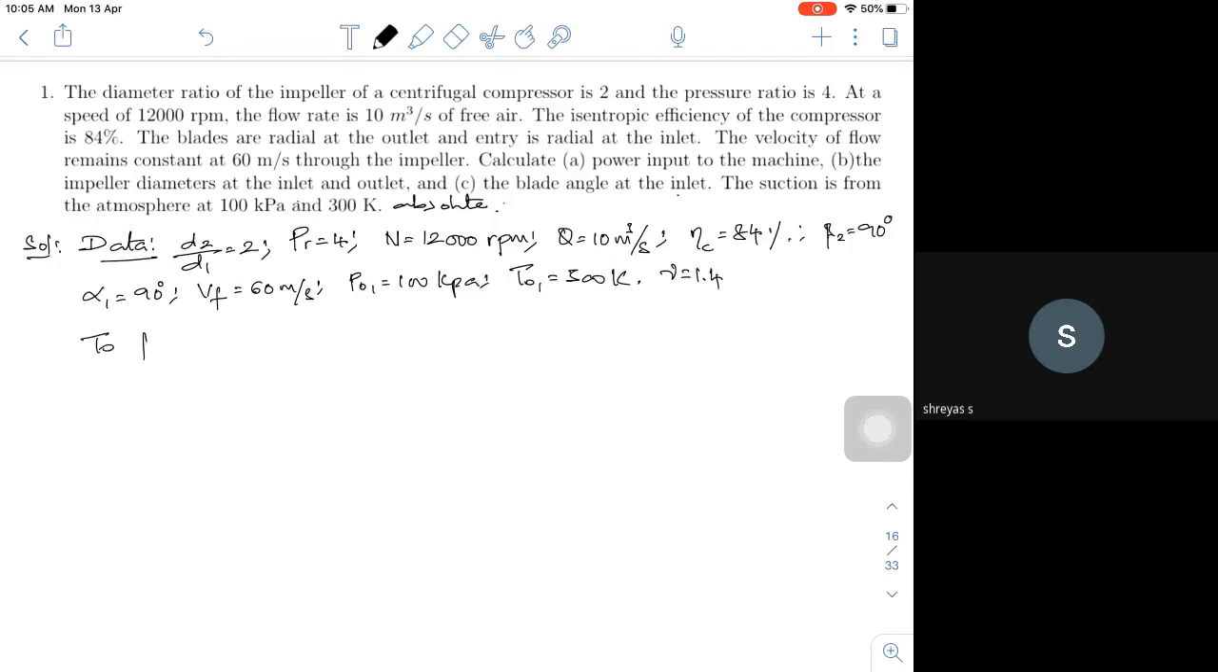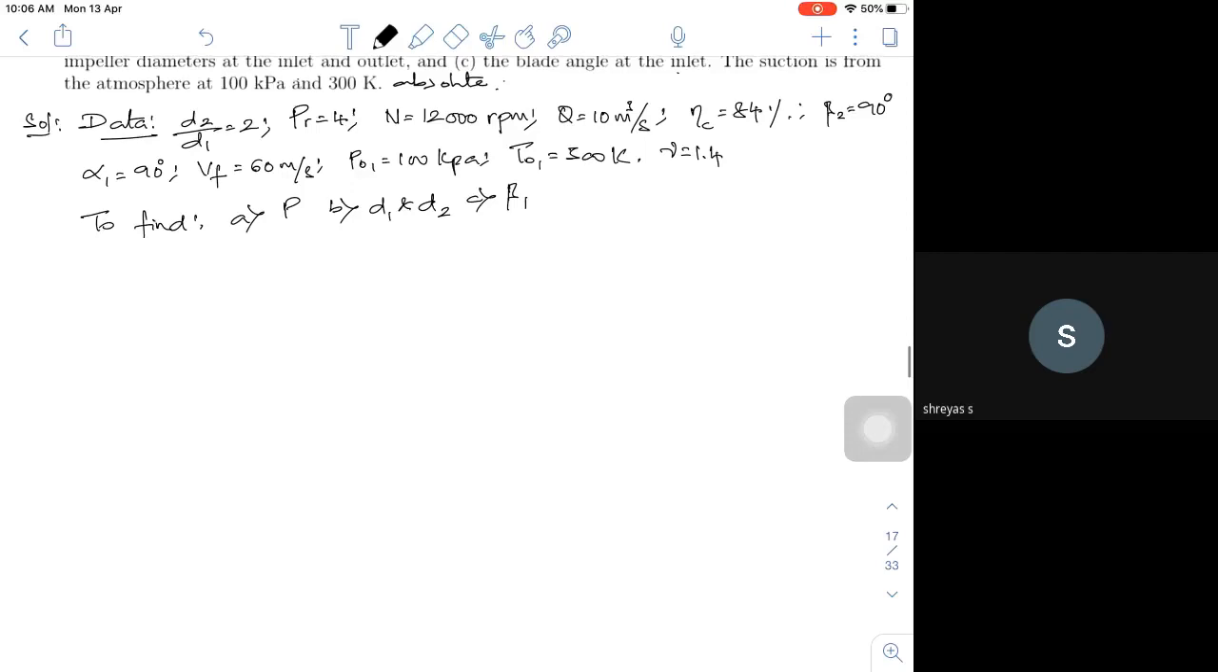We are supposed to find A, the power input to the compressor, that is P. Then my diameters at the inlet and at the exit. And the third one is I have to find the corresponding blade angle at the inlet. If I try to put the TS diagram or HS diagram, it looks something like this.